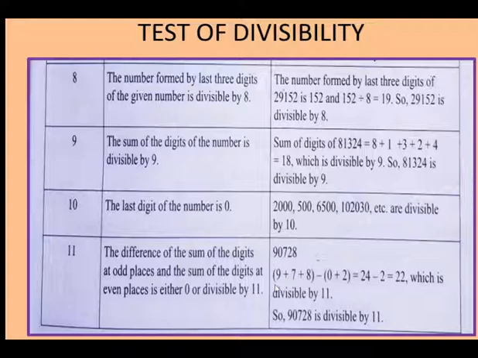For example, here you can see we have taken 90,728. So at odd places 9, 7 and 8. These 3 are at odd places. So 9 plus 7 plus 8, minus at even places 0 and 2, 0 plus 2. 24 minus 2, 22. And 22 is divisible by 11. So the number 90,728 is divisible by 11. Okay.